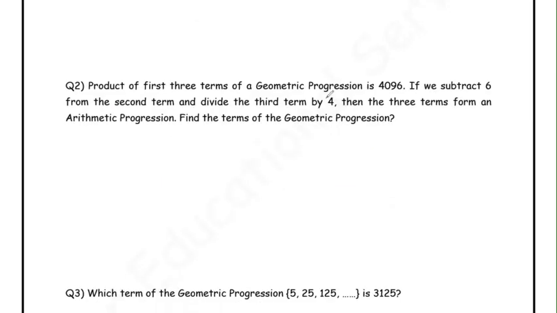The product of first 3 terms of a geometric progression is 4096. If we subtract 6 from the second term and divide the third term by 4, then the 3 terms form an arithmetic progression. Find the terms of the geometric progression.